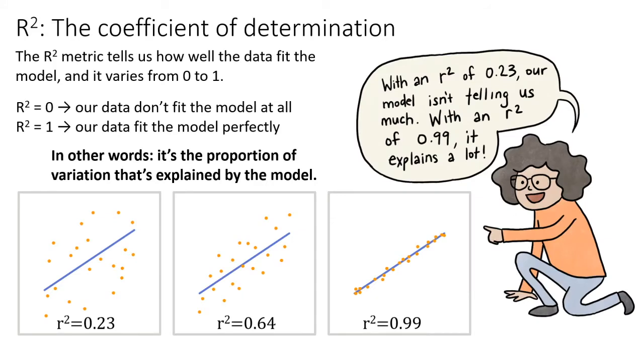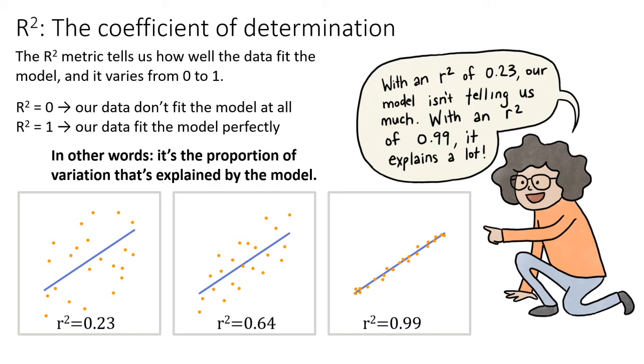The R squared metric tells us how well the data fits the model, and that R squared value can vary from 0 to 1. When you have an R squared value of 0, your data doesn't fit the model at all. When the R squared value is 1, the data fits the model perfectly. In other words, R squared is the proportion of variation that is explained by the model. Or even simpler, how close those data points are to the trend line.